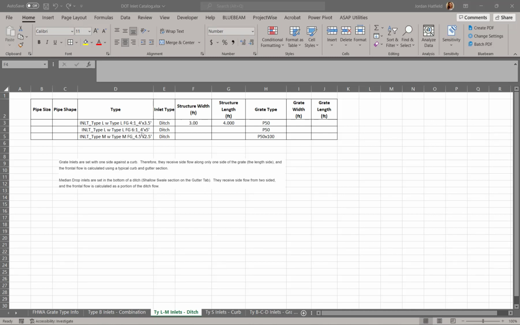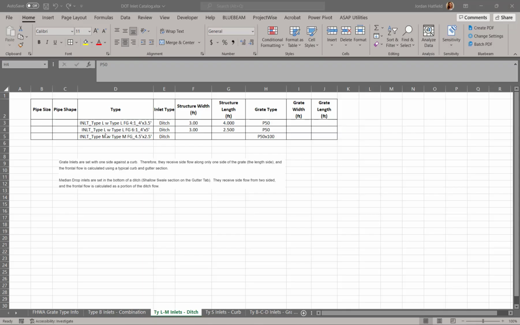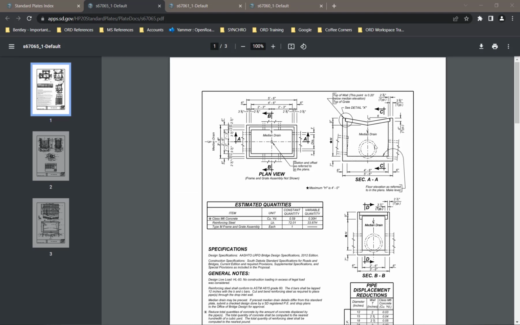Now look at the other type L, which is going to give me a width of 3 feet, and then a length of 2.5 feet. And lastly, taking a look at the type M. In this case, I'm going to assume that my flow is going this direction. So this is going to be my width, which is 4.5 feet, and then my length is going to be this other dimension, which is going to be 3.5 feet, or actually 2.5.